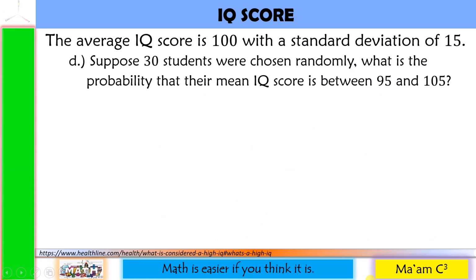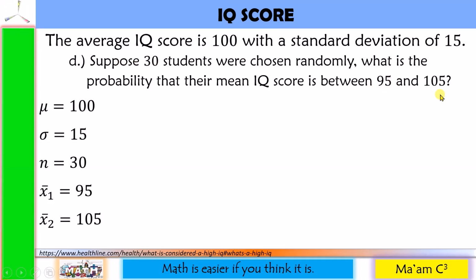Letter D. Suppose 30 students were chosen randomly. What is the probability that their mean IQ score is between 95 and 105? Once again, the population mean is 100. The standard deviation is 15. This time, our sample size, n, is equal to 30. We have two sample means here. The first one is 95 and the second one is 105.